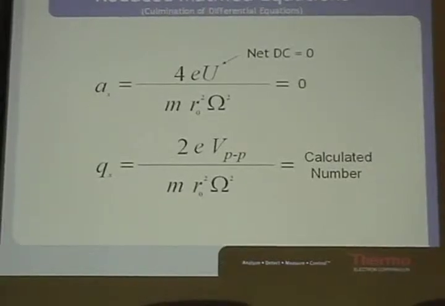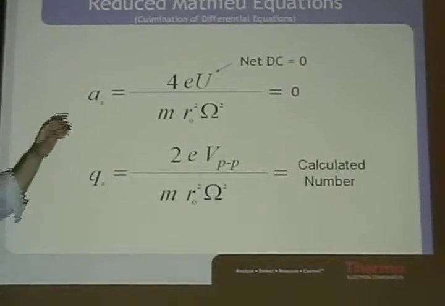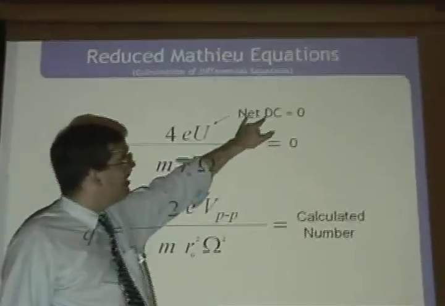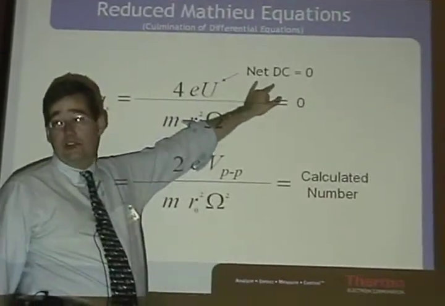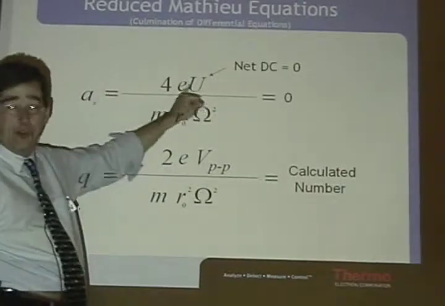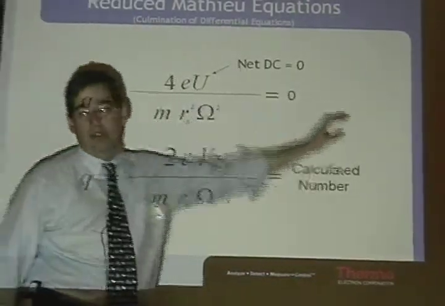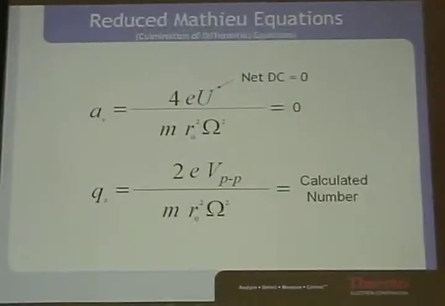Okay, so we don't have to worry about a sub x really, because the way we design the instrument, there is no net DC. So our net DC equals 0. Hence U equals 0. Hence A equals 0. That's why the first thing I never understand is why people make a big deal out of A. A equals 0. End of story.